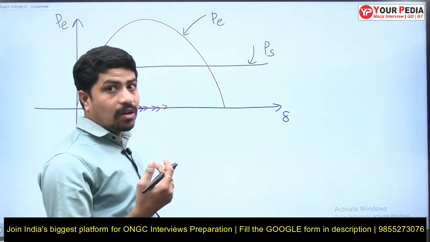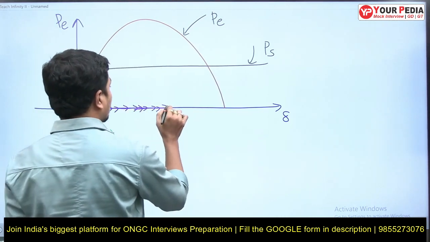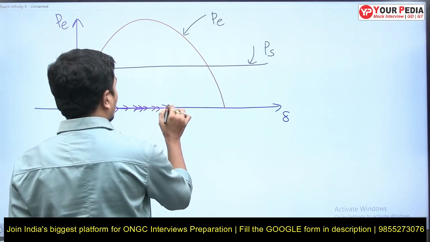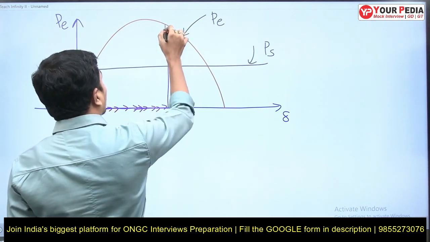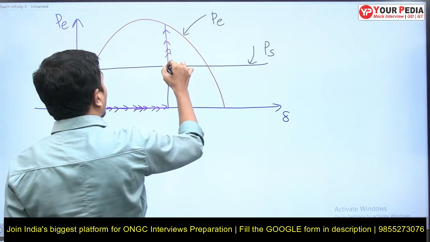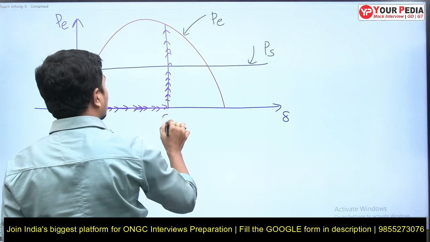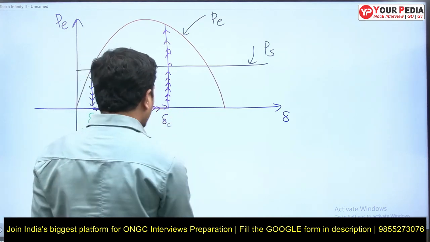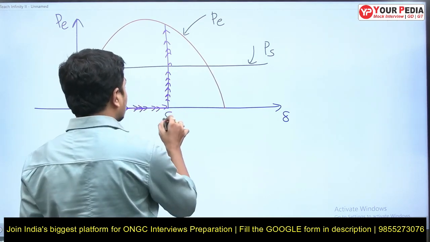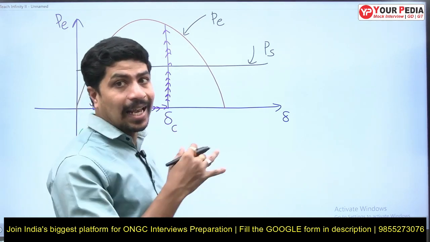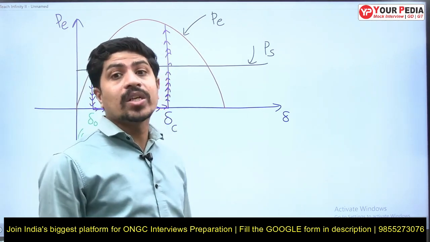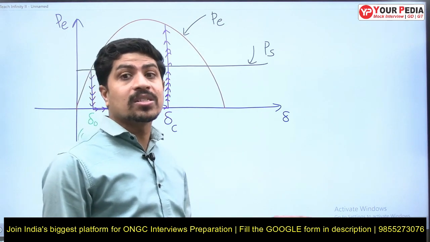Now suppose the fault got cleared at this point of time. If the fault got cleared at that point, what is the angle available? I'll write this as delta C. Delta C is the clearing angle. It is the angle at which the fault got cleared by the protection system equipment.